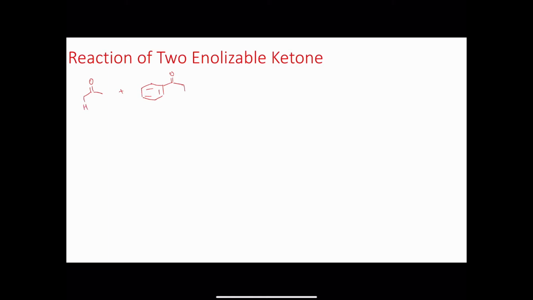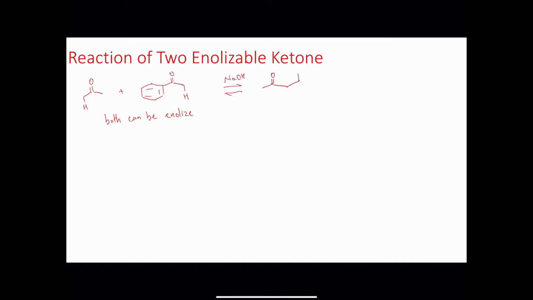As you can see, we have alpha hydrogens on both compounds. So we can form the enolate or enol with both acetone and acetophenone, right? So both compounds can be enolized. In this situation, for example, if we use sodium hydroxide as a base for this reaction, we're going to form a mixture of products.